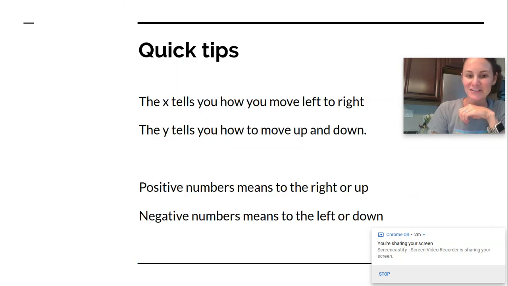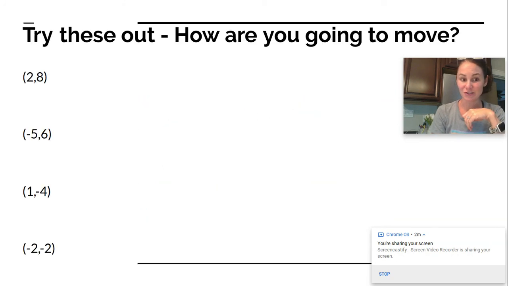Just some quick reminders. X tells us to move left or right, and Y tells us to move up or down. Positive numbers mean to the right or up, and negative numbers left or down. Both are really good to remember and mark. You can have this with you even when you take the quiz, just to know what you need to be doing and how you need to translate.